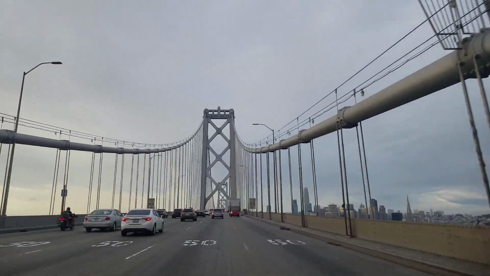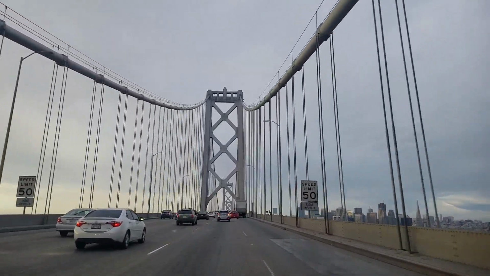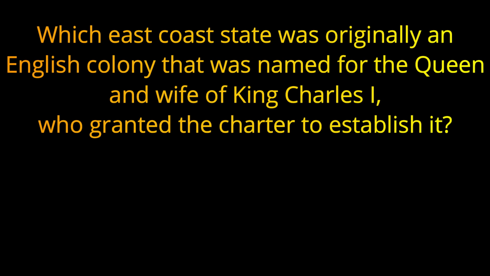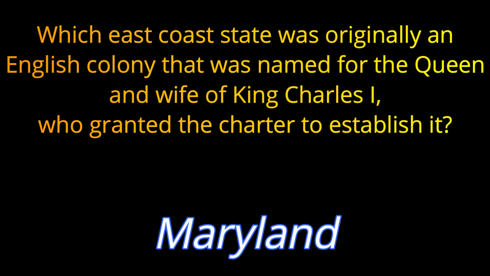Question number 7. Which East Coast state was originally an English colony that was named for the Queen and wife of King Charles I, who granted the charter to establish it? The answer is Maryland.